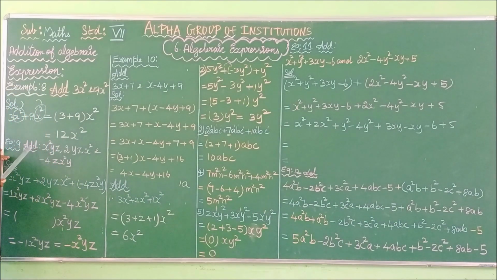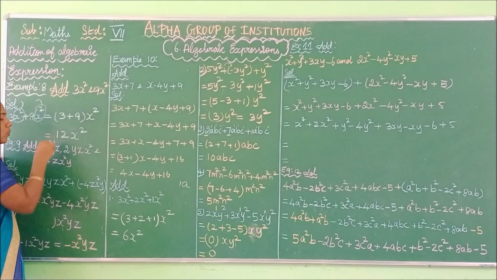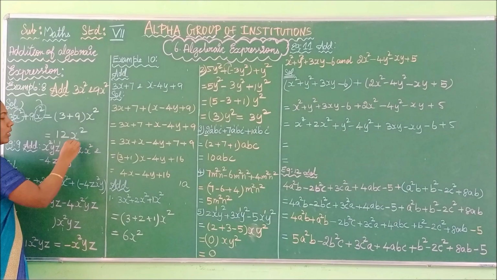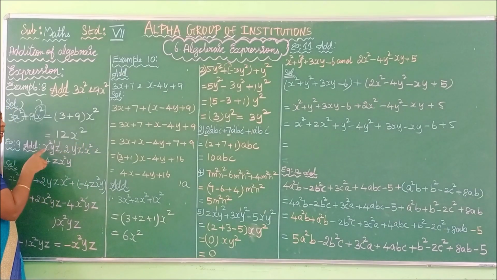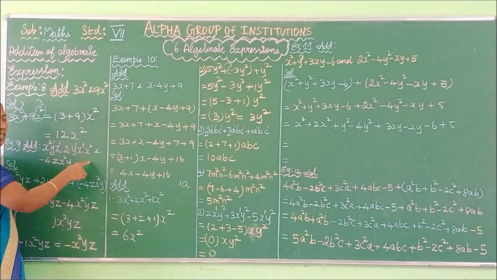Add x square yz, 2yz x square and minus 4z x square y. So you have to add these three terms. Before you add or subtract the terms, you have to check whether they are like terms. What is the power of x? 2, power of y is 1, power of z is 1. In each term, the power of x is 2, power of y is 1, power of z is 1. Here also we have x, y, z. The order of the variables is interchangeable, but they are the same.